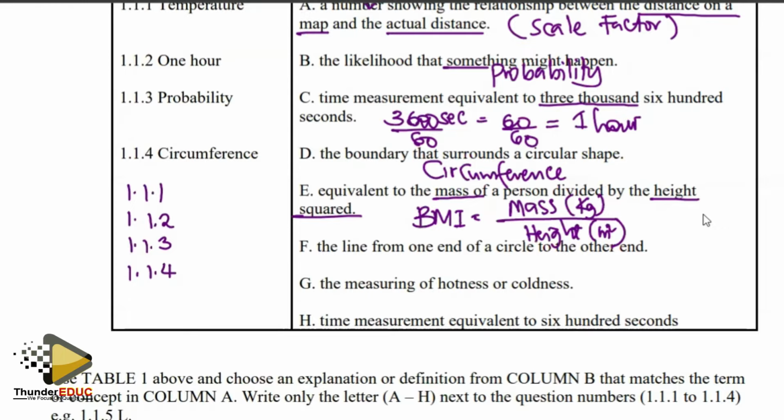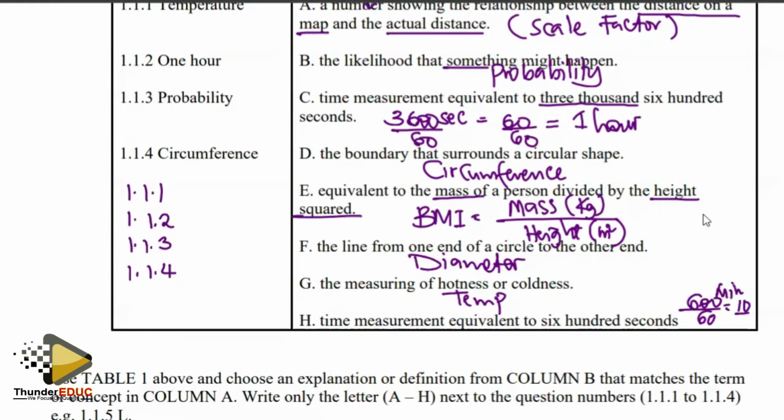So the line drawn from one end of the circle to the other, this is the line that runs through. We shall call this line the diameter. The measuring of the hotness and the coldness, this is temperature. Then the time measurement equivalent to 600 seconds. If you divide by 60, we get 10 minutes. All right, these are minutes.